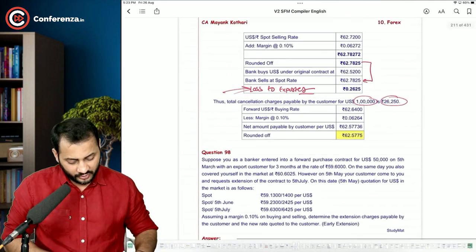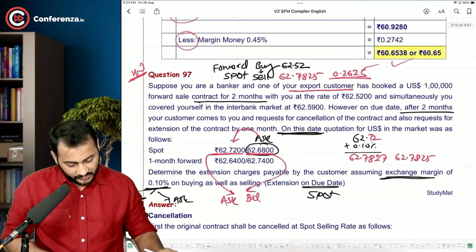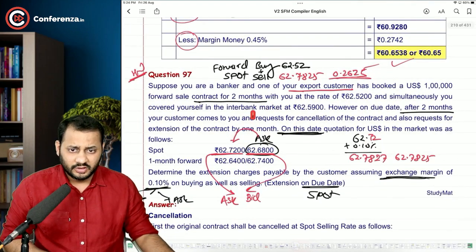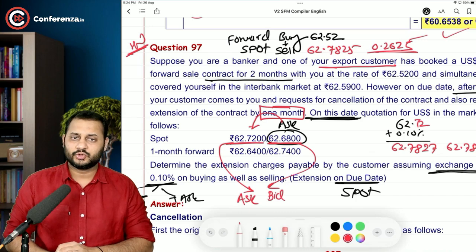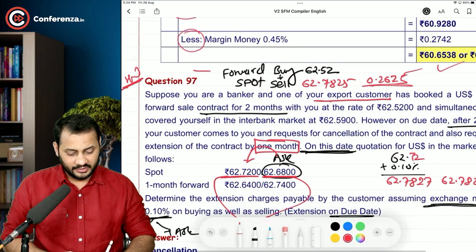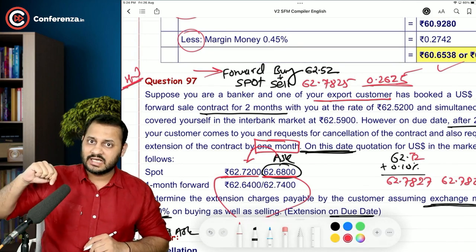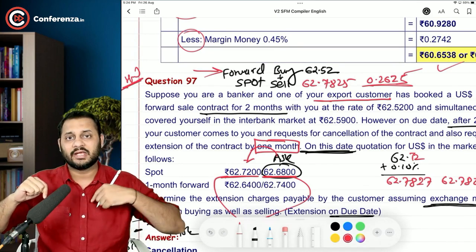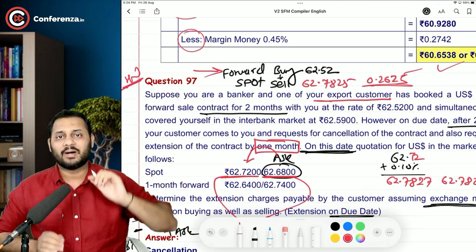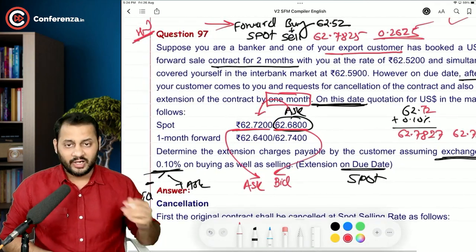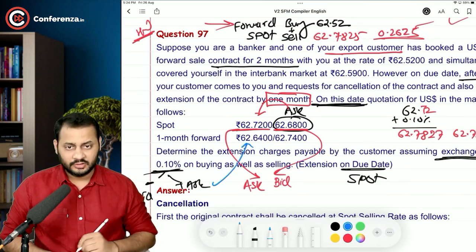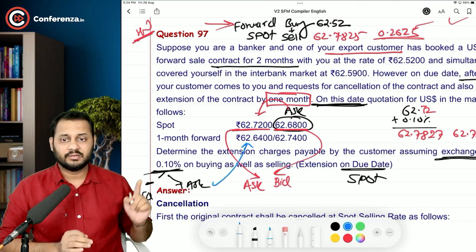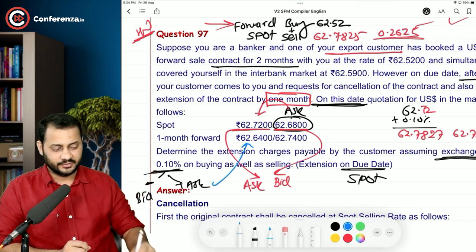Now what will be the new contract? See, the customer asked us to extend the contract by 1 month. So what will happen? We will again enter into a contract, the exporter will sell us after 1 month, and the bank will buy it. So a 1 month forward buy contract is required. 1 month forward buy for the bank. This is the rate. 62.64, less margin of 0.10% because it is bid.